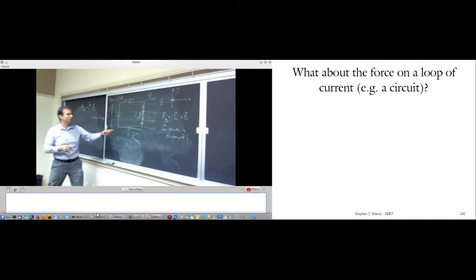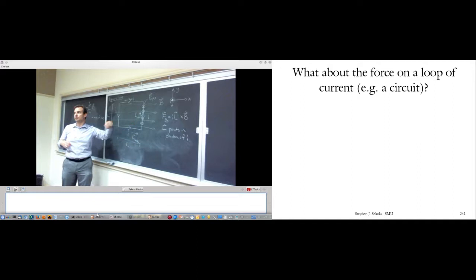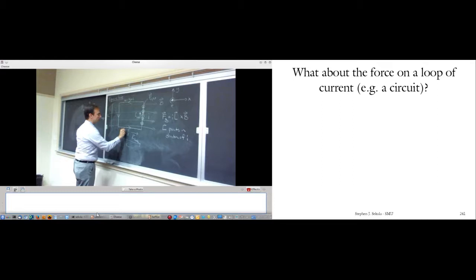So the top is easy. And then let's just do the bottom while we're at it. So the bottom L vector points to the right. The B field points to the right. So the force is zero. Okay, so there is no force down here either. Okay, so let's then focus on the left.